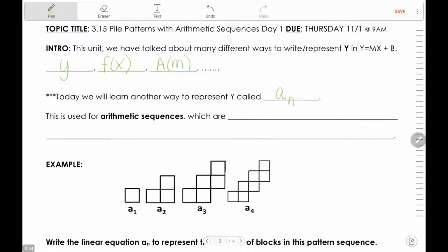This is used for arithmetic sequences, which are basically patterns that change by adding or subtracting the same number. That sounds awfully familiar. Well, arithmetic sequences are also linear. They're basically a linear pattern of numbers or shapes or patterns. So let's take a look at the first example.